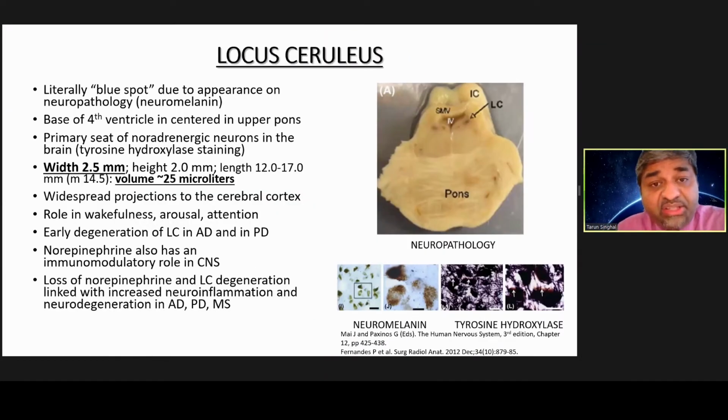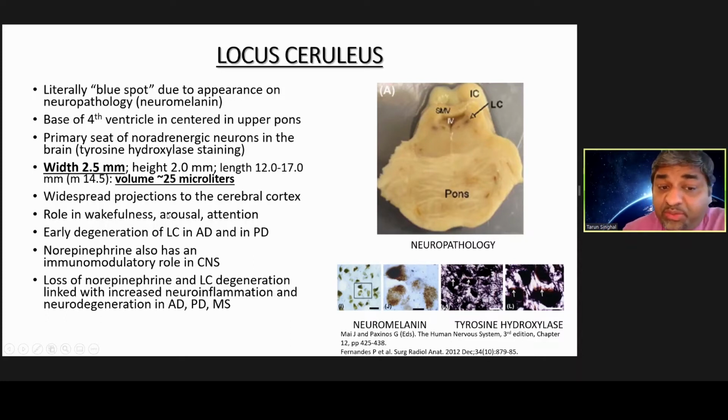One of the key regions I would like to focus on today is the locus ceruleus. It literally means the blue spot due to its appearance on neuropathology in freshly cut brain specimens. It is present in the base of the fourth ventricle, centered in the upper pons, and extends into the lower midbrain. It's the primary seat of noradrenergic neurons in the brain. Its dimensions are 2.5 by 2 by approximately 14 millimeters or so, leading to a volume of approximately 25 microliters. It's really a very small structure.